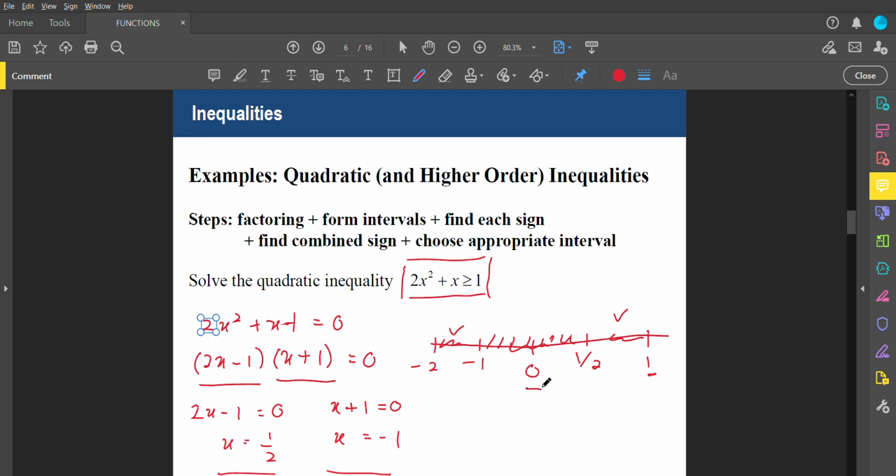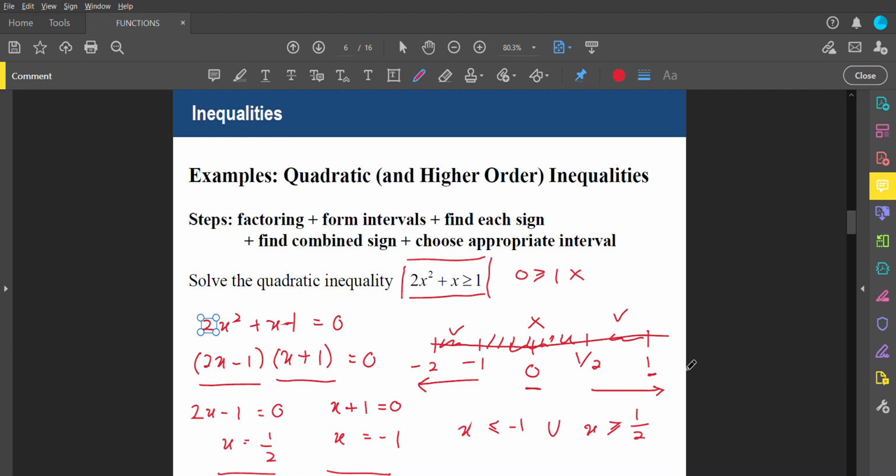But in the middle part here, let's say you choose 0, a value between negative 1 and 1 over 2. So you plug in here, you will get 0 greater than or equal to 1, which is incorrect. So you are going to reject this one and you are going to accept this interval and this interval. Or in other words, you can write it as x is less than or equal to negative 1, union x greater than or equal to 1 over 2.